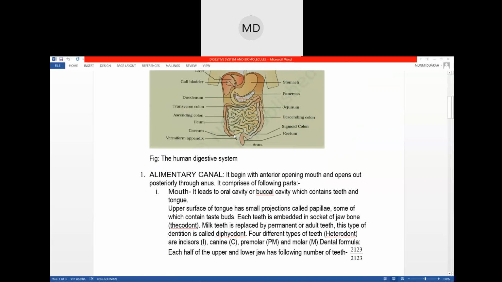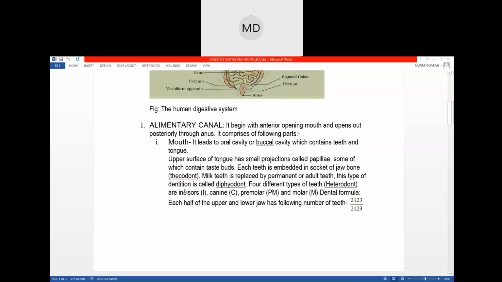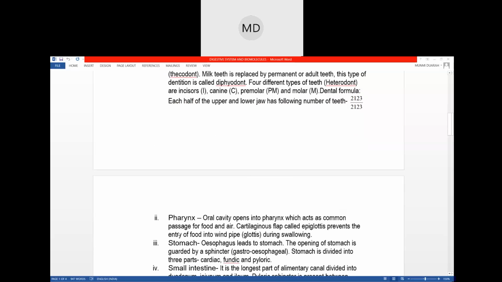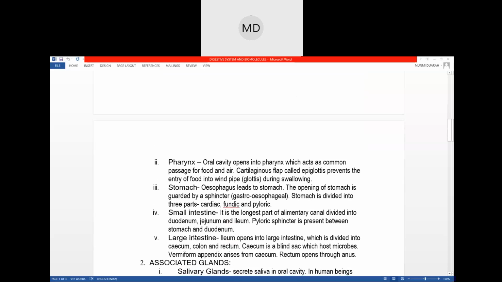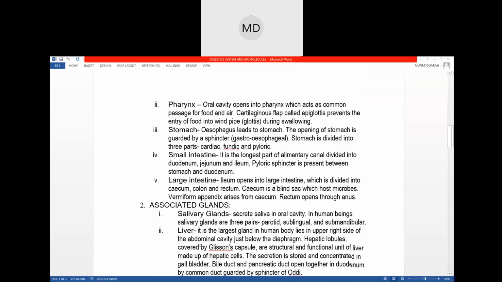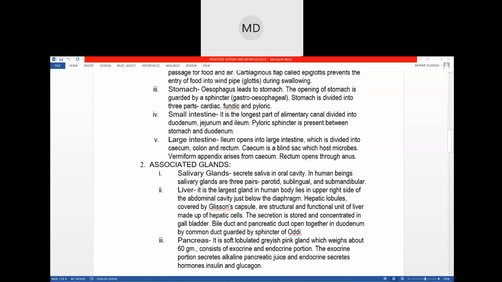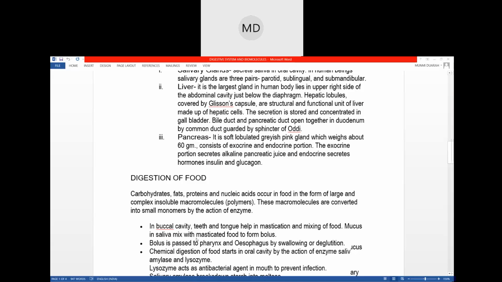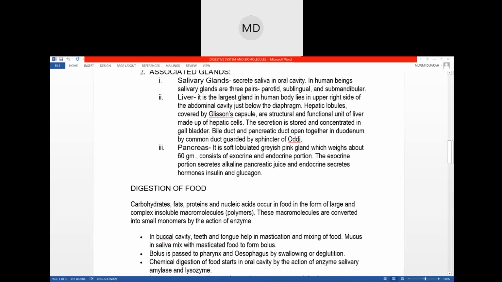Just go through the digestive system once at home. We will discuss the mouth and complete the dental formula next class. Then there is the pharynx, stomach, small intestine, and large intestine. Then the associated glands: salivary gland, liver, pancreas. And then how the food is digested, and what enzymes work on the food particles so that it gets digested. We'll discuss that.